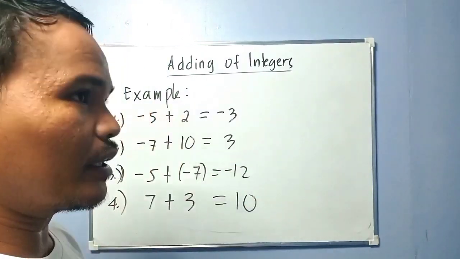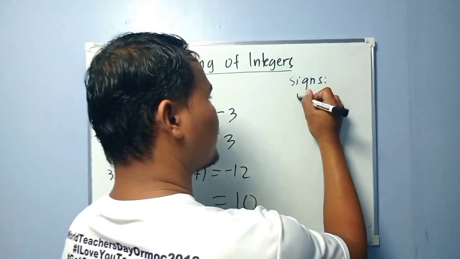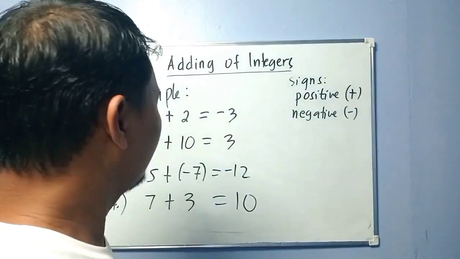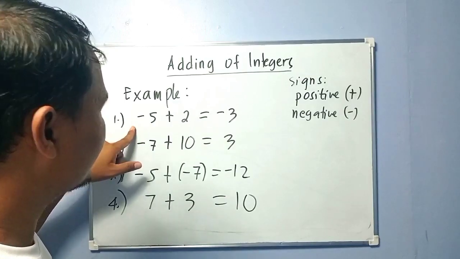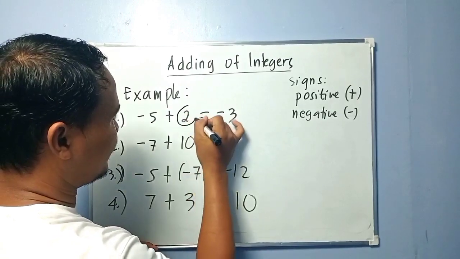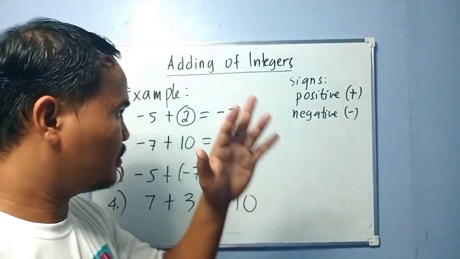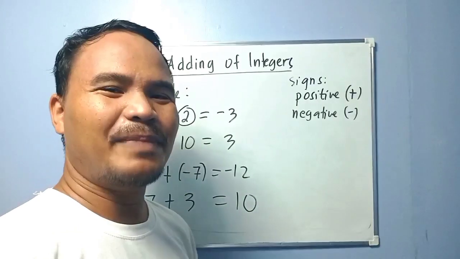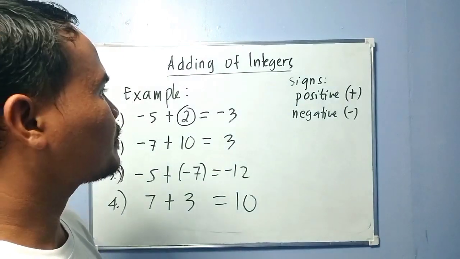Before we discuss this, let us know the signs first. These are the two signs, the positive sign and the negative sign. The sign of 5 here is negative. Since we are adding, the operation is add or plus. As you observe, there is no sign on 2. If a number is without a sign, it is automatically positive. So here, 2 is positive.